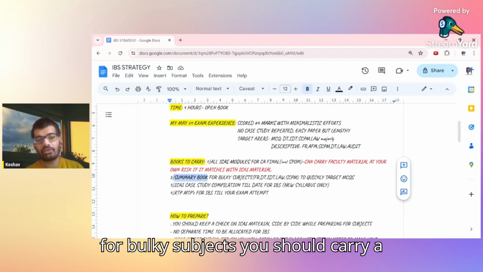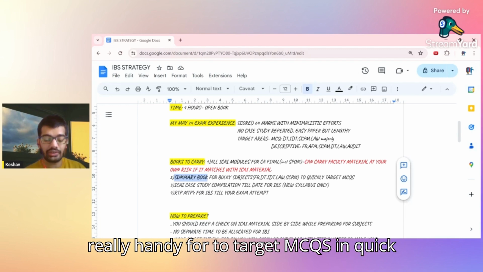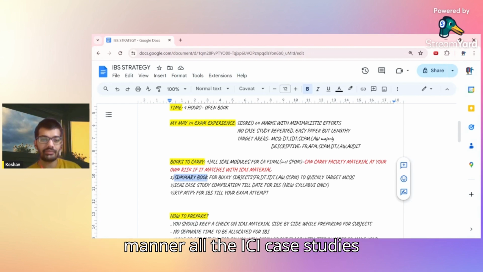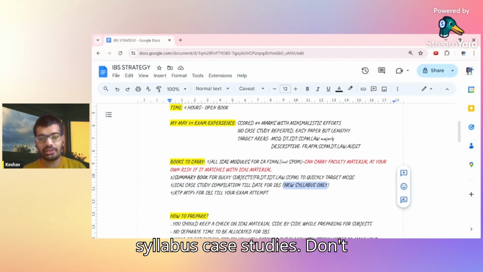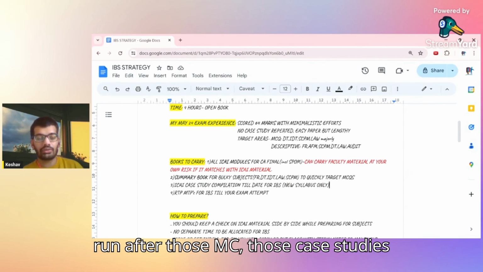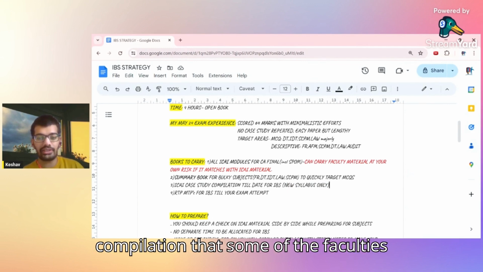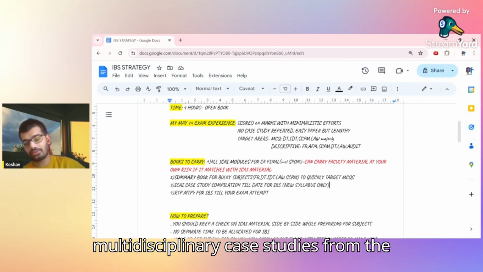So I suggest for bulky subjects, you should carry a summary book with you. It can come really handy to target MCQs in a quick manner. Carry all the ICAI case studies compilation till the exam date for IBS, and you need to carry only the new syllabus case studies. Don't run after those case studies compilation that some of the faculties share, which cover all the past multidisciplinary case studies from the old syllabus.